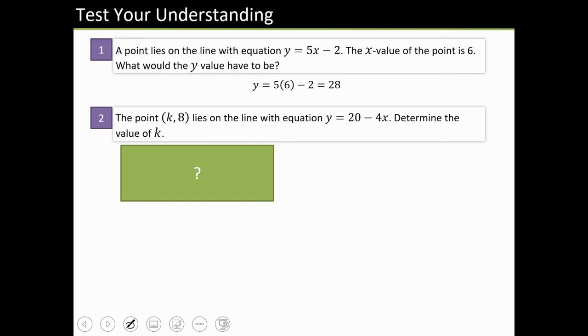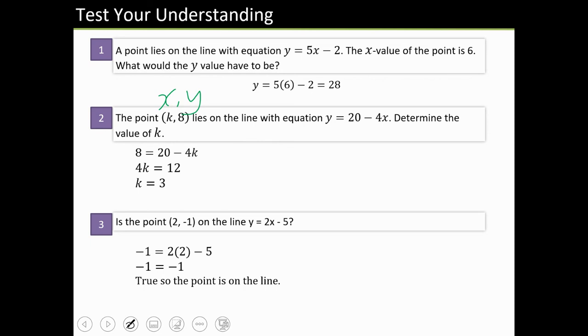Question 2 now. It says the point (k, 8) lies on the line with equation y is equal to 20 minus 4x. Determine the value of k. What would it be? Have a go. Press play when you're ready to carry on. Okay, so y is equal to 20 minus 4x. Again, my k is my x, and my 8 is my y. So I'm going to substitute my x and y. 8 is equal to 20 minus 4k. And then all you have to do is simplify it, rearrange, and find what your k is. So k is equal to 3.